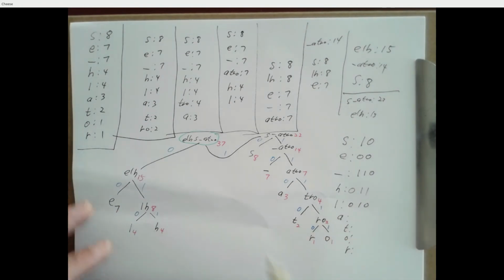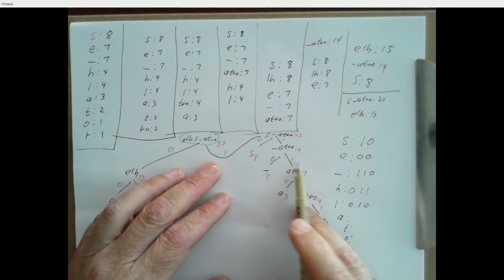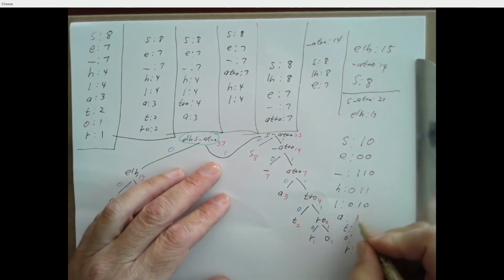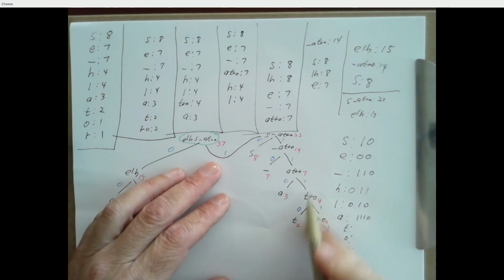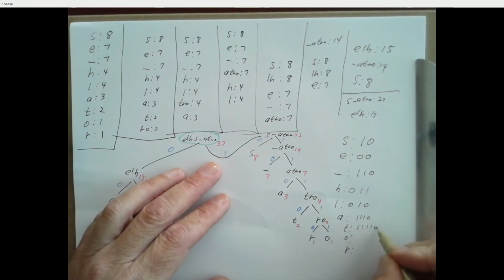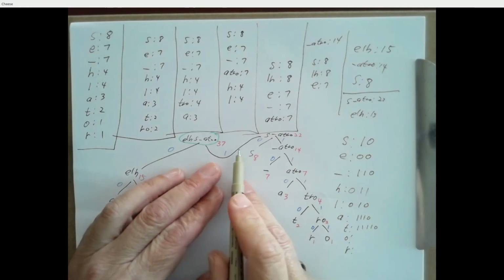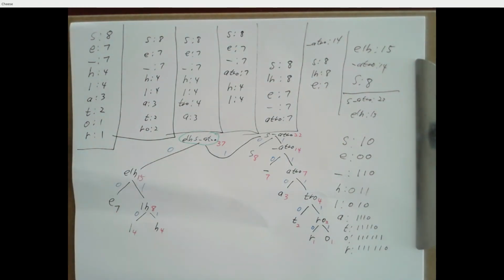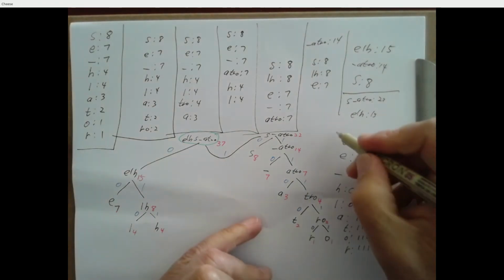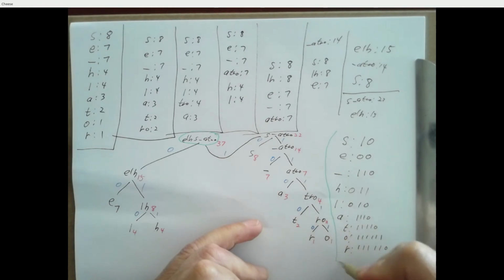And then A is going to be 1, 1, 1, 0. T is going to be 1, 1, 1, 1, 0. And then O is 1, 1, 1, 1, 1, 1. And R is 1, 1, 1, 1, 1, 0. And so that's your coding for this file.